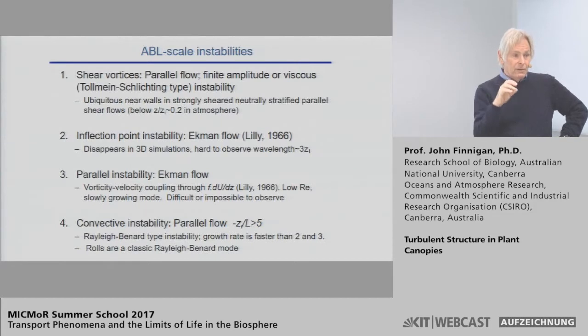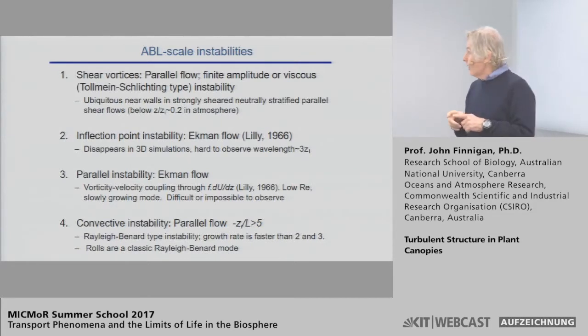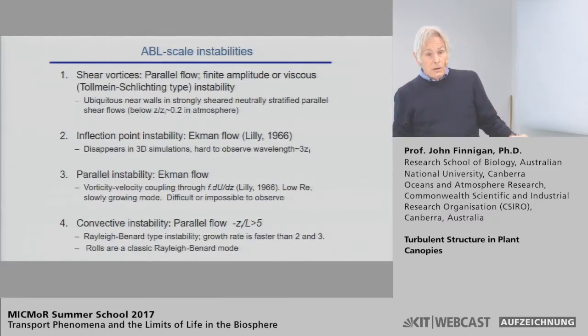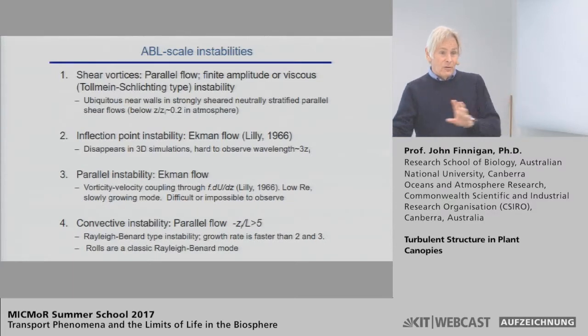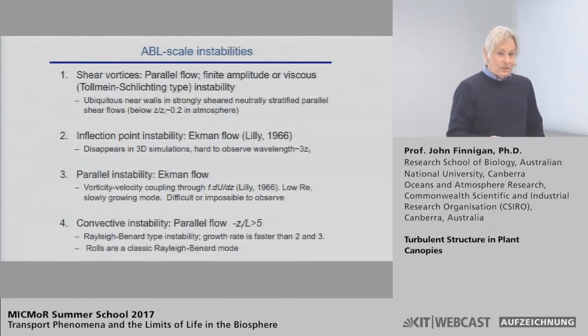You've got to have some finite sizes, but they will always then grow into streamwise vortices, but the mean velocity has got to be strongly sheared. These are the bane of wind tunnel modelers' existence, because once you get them in your wind tunnel, you never get rid of them. They'll persist all the way down the working section. So, you know, they're ubiquitous in strongly sheared flows.